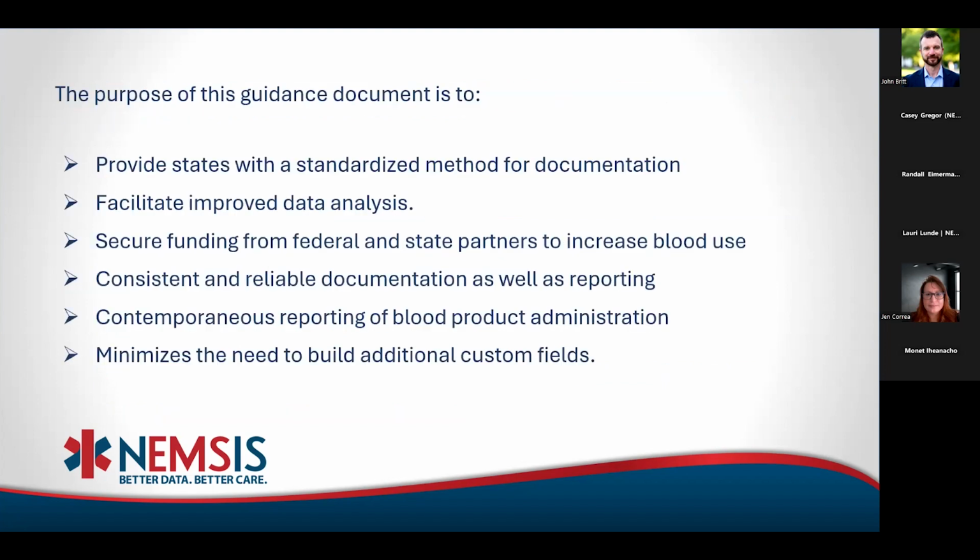The purpose of this guidance document is to provide states with a standardized method for documenting blood product usage, which would facilitate improved data analysis. Improved documentation would support efforts to secure funding from federal and state partners to increase blood use in pre-hospital medicine and out-of-hospital care. Implementation of this guidance will ensure consistent and reliable documentation as well as reporting at the local, state, and national level. This guidance document provides contemporaneous reporting of blood product administration, and it minimizes the need to build additional custom fields at this time.